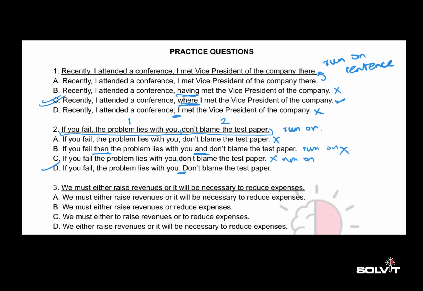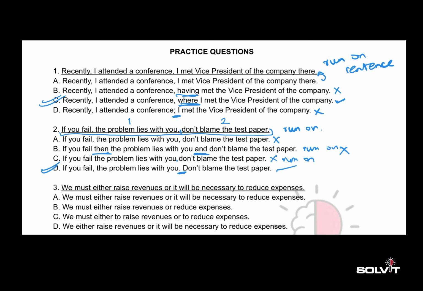Now this is correct. Why is it correct? Because it separated the two sentences using a full stop in the middle, right? It made the second one a new sentence, which is correct. It's fine. This is not a run-on sentence anymore. So the answer is option D.